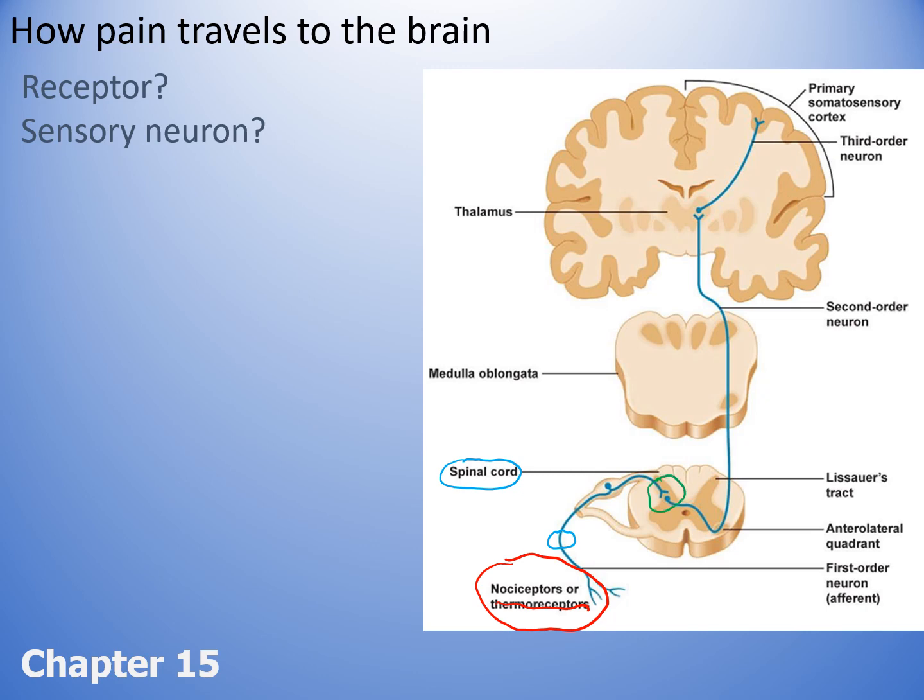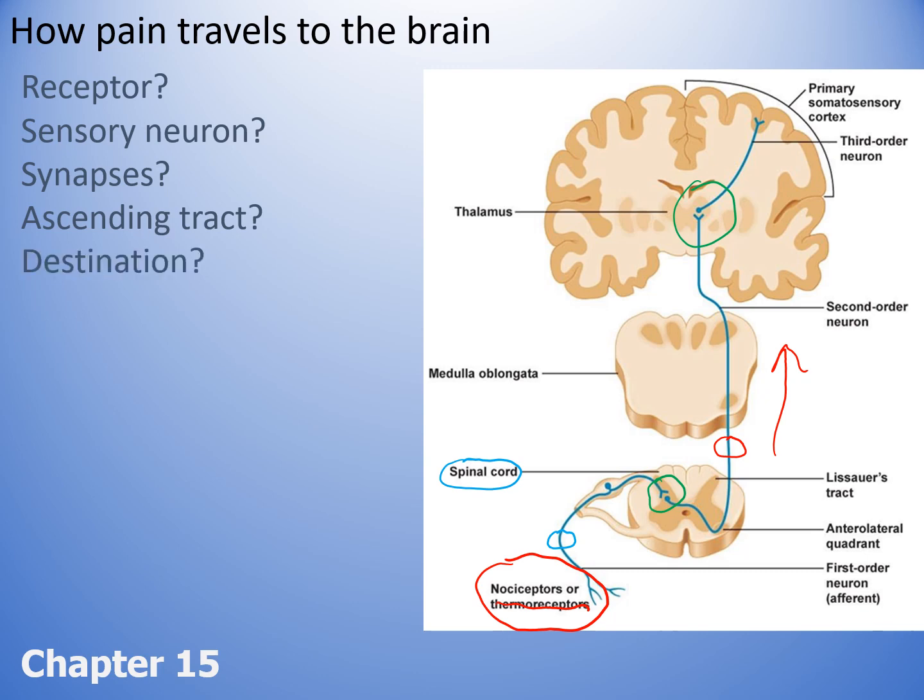And it seems to synapse or connect with another neuron. And there's actually two synapses. There's another synapse up here in the brain. So we have two synapses and three neurons. This neuron right here is called the ascending tract because it's rising up your spinal cord and it's bringing information upwards into the brain, right? We're sensing pain, we're bringing it into the central nervous system, and then we're using the spinal cord to bring it up to the brain.